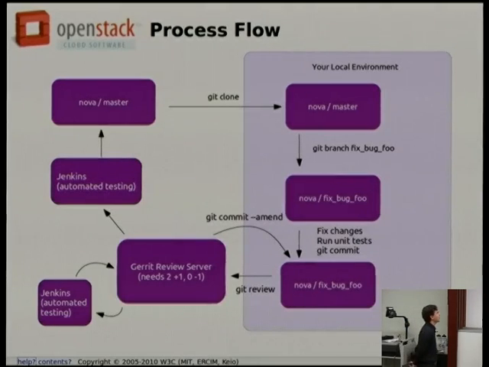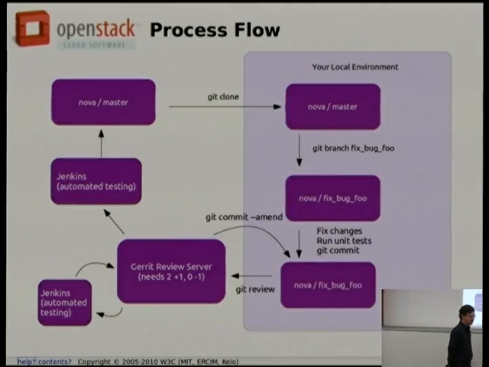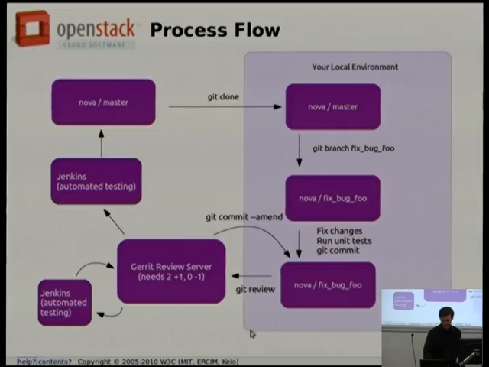So really quickly, the process flow for a developer is a fairly typical Git process flow, but we have a couple of unique aspects to it. So you start by cloning a copy of, so Nova is the code name for our compute system. If you're going to work on Nova, you start by cloning a copy of the Nova Git repository into your local environment.